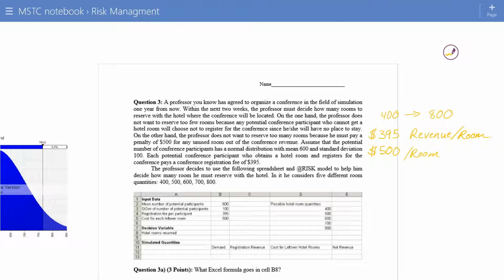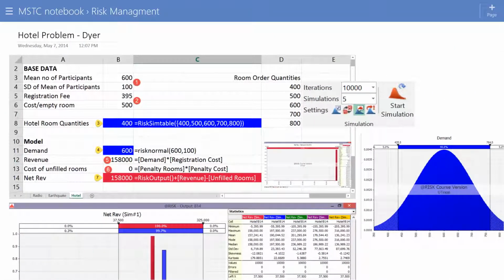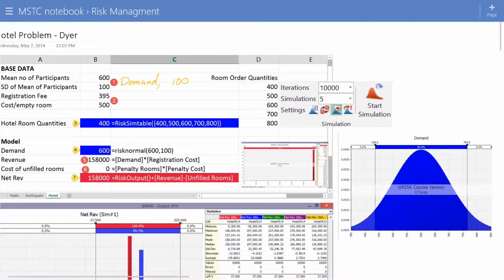So the first place to start is the actual demand distribution. The basic data is the mean number of participants is 600. So this is your demand. And your standard deviation is 100. To show you what that looks like, we've got the demand distribution right over here, and you can see there's your 600 and one standard deviation, two standard deviations, one standard deviation, two standard deviations.